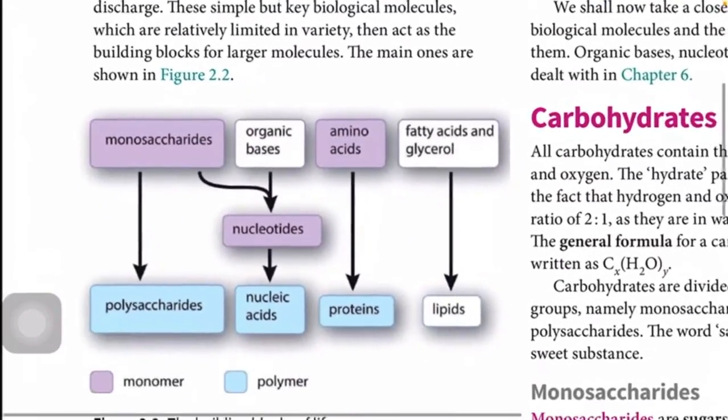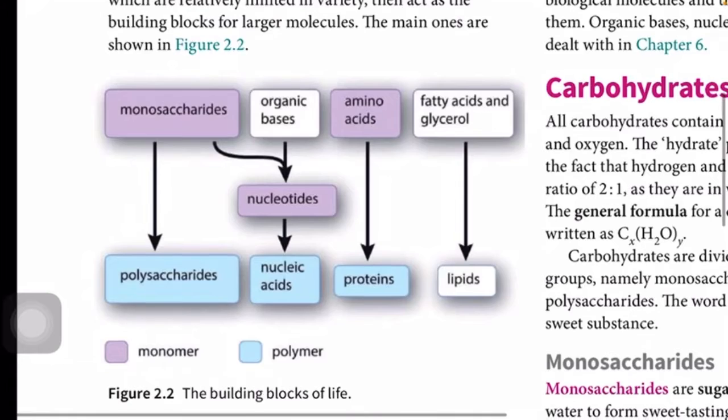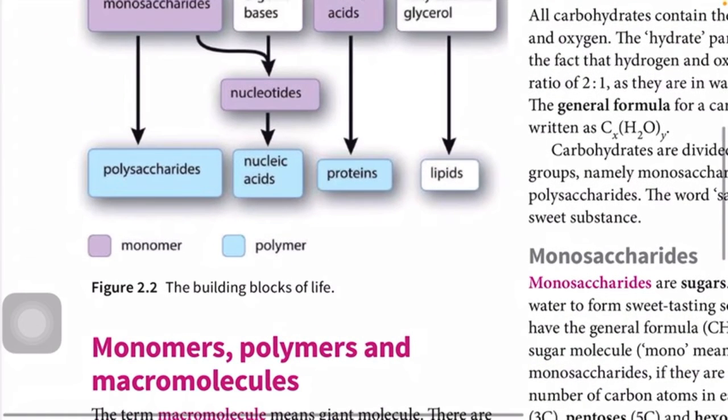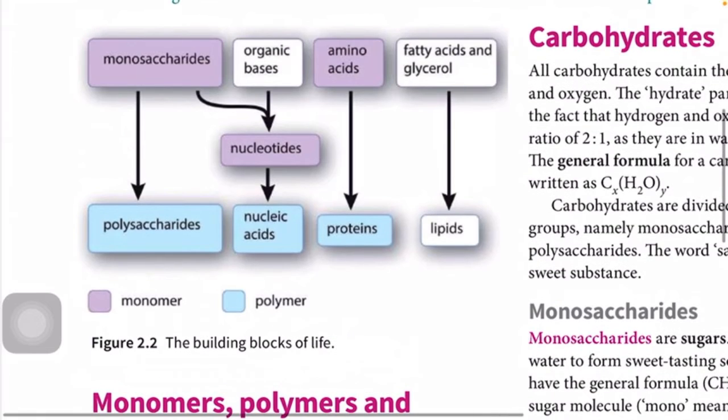I don't think there is much to explain here because I just explained everything before, like monomers joined together to make polymers, like bricks. You join many bricks to form a building. The bricks are the monomers and the building is the polymer. But the polymer is made of a single type of monomer, like polysaccharides, where the polymer is made up of monosaccharide monomers.